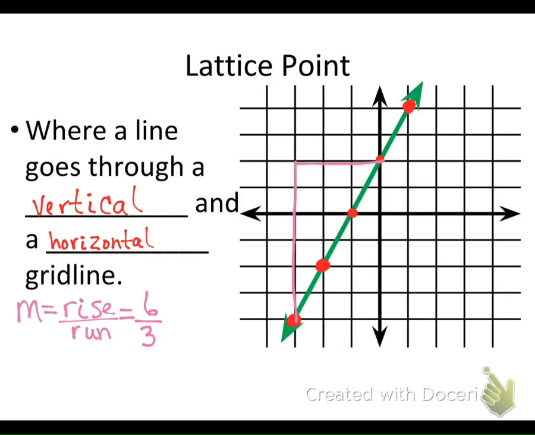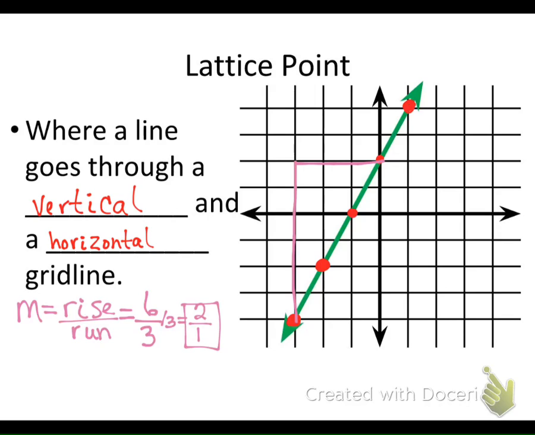Now, this is a fraction, right? Why aren't fractions fun? They get harder. You have to simplify them. So if I use lattice points that are further away from each other, I'm going to have to simplify. So what's 6 over 3 simplified? What is it both divisible by? 3. So 6 divided by 3 is? 3 divided by 3 is? Okay, so the slope of that line is 2 over 1.